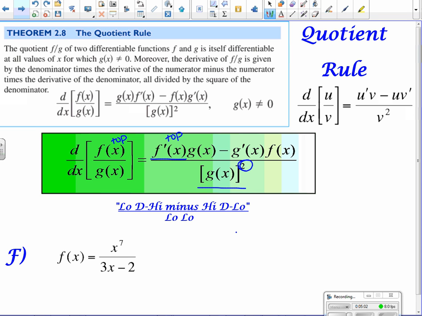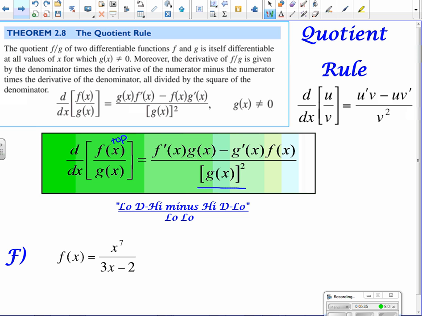I kind of relate this to when I did the product rule. I had you guys do it in this fashion: derivative of the first times the second plus derivative of the second times the first. Notice how the layout is the same exact order, f prime g, and then instead of a plus sign as in the product rule, we have a minus sign in the quotient rule. But otherwise, the layout is virtually the same, only we've got a top and bottom.